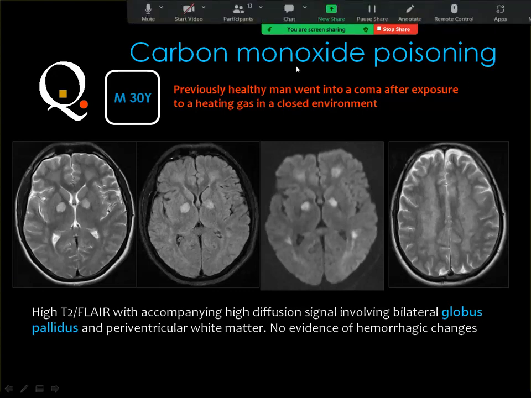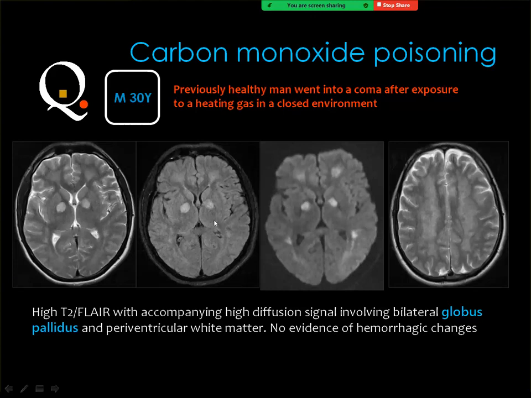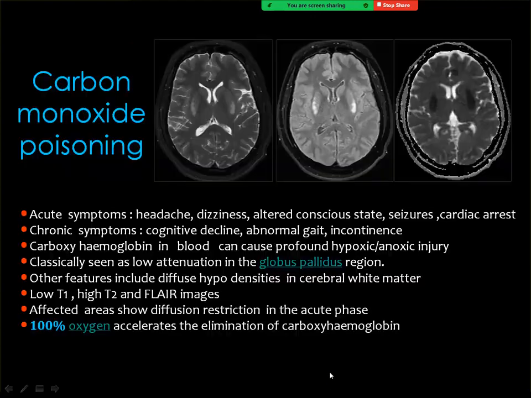And carbon monoxide poisoning is one of the conditions that can cause lesions in the basal ganglia, especially in the globus pallidus areas. And the frequency of basal ganglia lesions has pushed me to make some, let's say, short notes about these particular conditions.